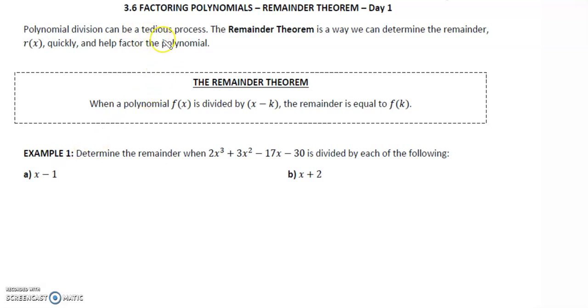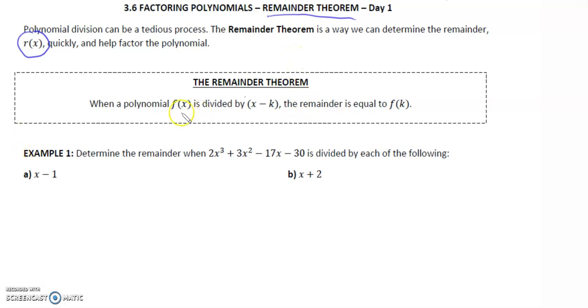Okay, 3.6, factoring polynomials. We're going to talk about the remainder theorem today. This is going to tie nicely into what we did in the last 2 days, which was factoring. Polynomial division can be a tedious process. The remainder theorem is a way we can determine the remainder, which we call R(x), quickly and help factor the polynomial.